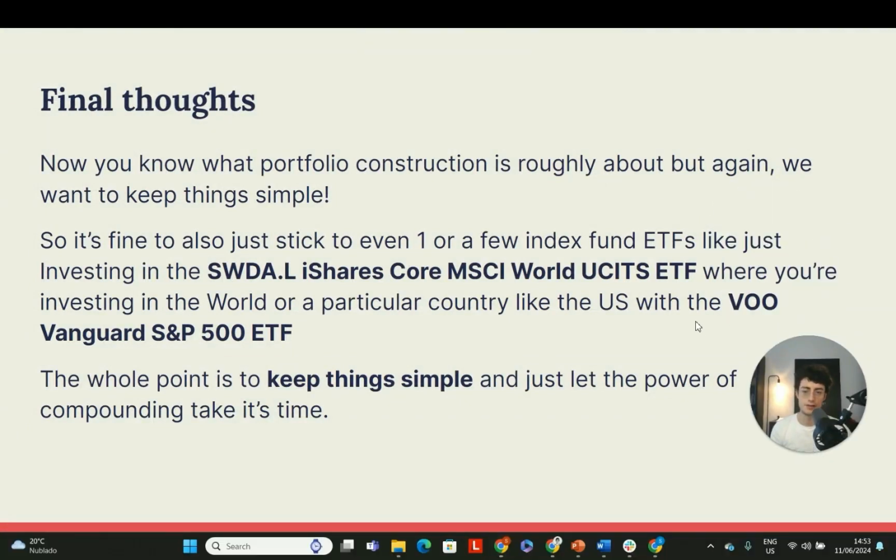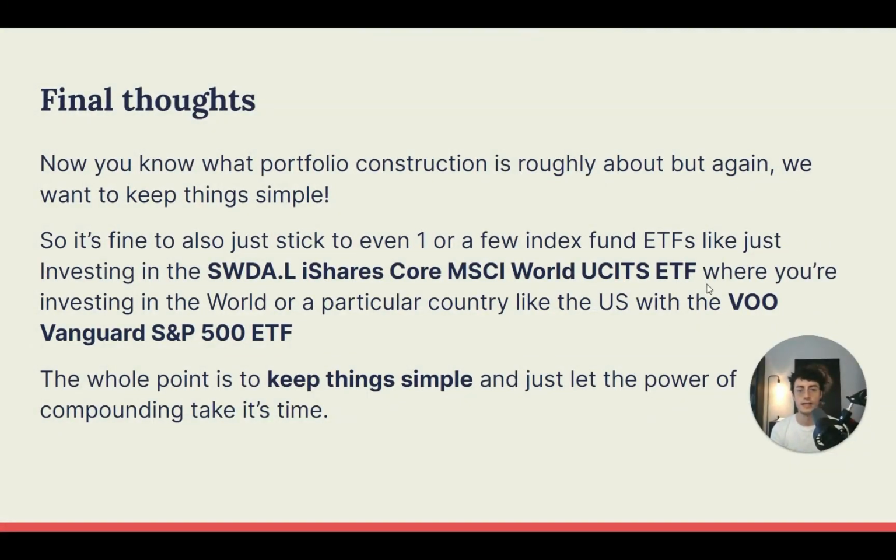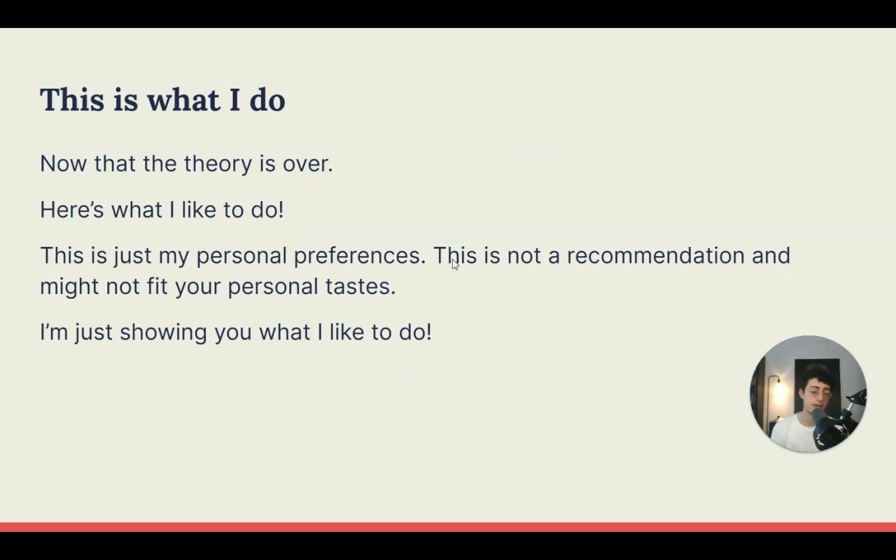So, final thoughts. Now you know roughly what portfolio construction is about, but again, we just want to keep things simple. As mentioned before, it's also fine to just stick to even one or a few index ETFs, like just investing in the world MSCI tracking ETF, where you're investing in the world, or if you're investing in a particular country like the US, the VOO Vanguard S&P 500 ETF. The whole point of this is to just keep things simple and let the power of compounding take its time.